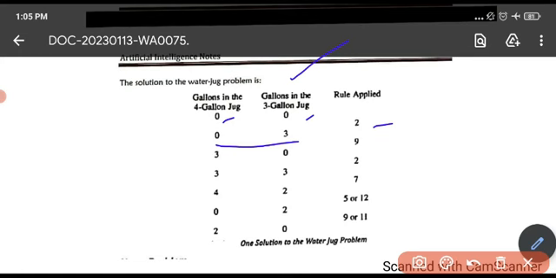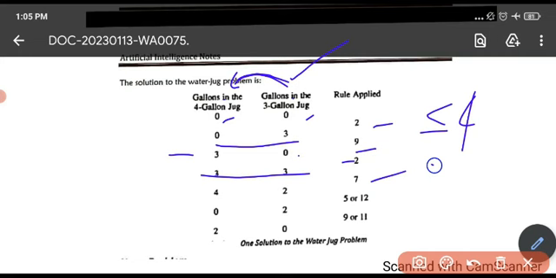And with the help of production rule 2, again we need to fill the 3 liter jug. With the help of production rule number 7, since x plus y is greater than or equal to 4, we need to fill the remaining space of the 4 liter jug. The remaining space is 1, so we are filling 1 liter. From this 3 liter jug, we add 1 to the 4 liter and subtract 1 from this. So we got 4 and 2.